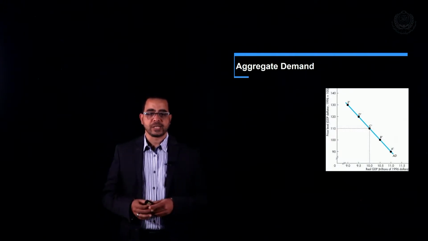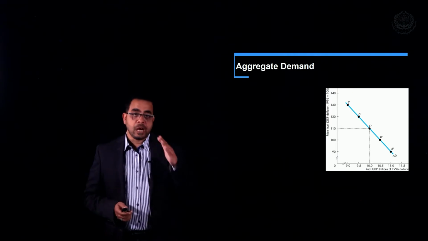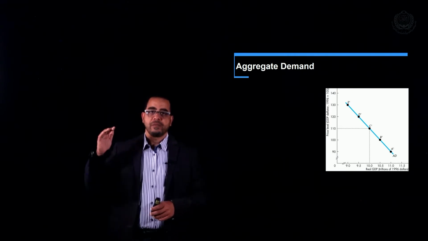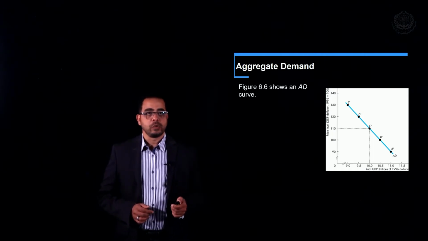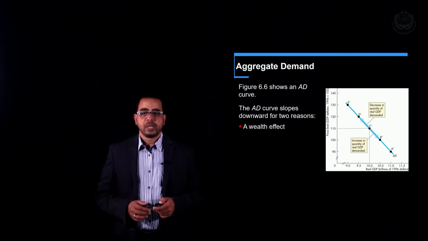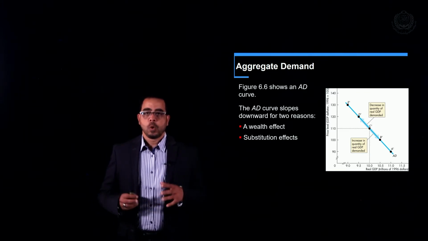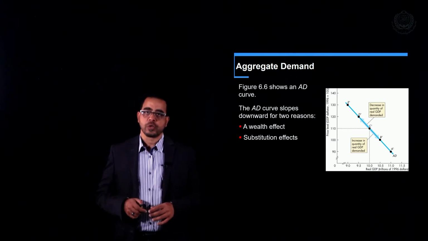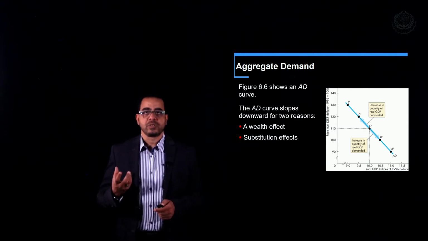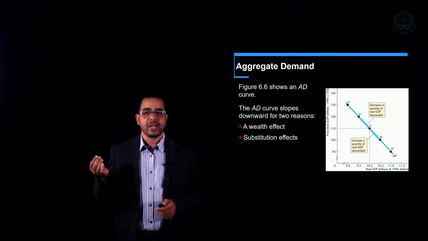As you can see, on the x-axis we have real GDP, on the y-axis we have the price level. It's downward sloping, representing that the higher the price level, the lower the quantity of real GDP demanded. However, if there is a decrease in the price level, the quantity demanded will go up. Why is that? This is attributed to 2 factors: the wealth effect and the substitution effect. Let's dig deeper to understand why the aggregate demand curve is downward sloping, what the effect of wealth is, and what the effect of substitution is.